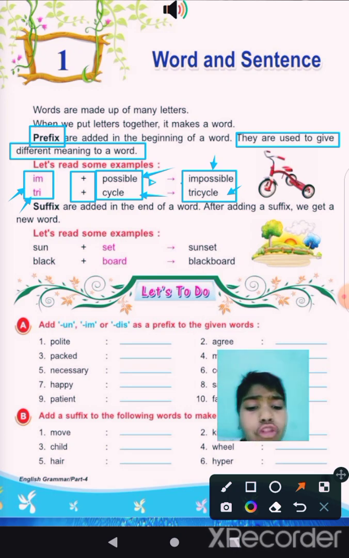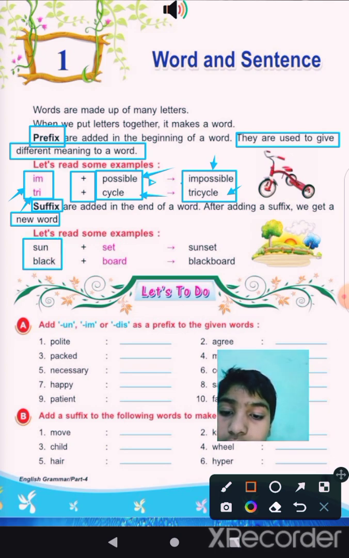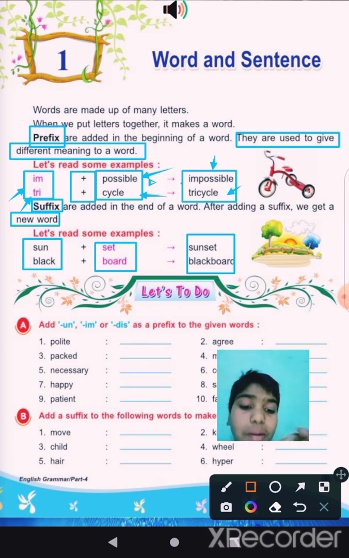What if something is added at the end of the word? Then we know it as a suffix. Suffixes are added at the end of a word. After adding a suffix, we get a new word. Now let's read some examples: sun plus set, sunset; black plus board, blackboard.